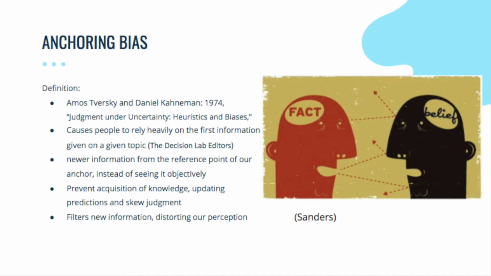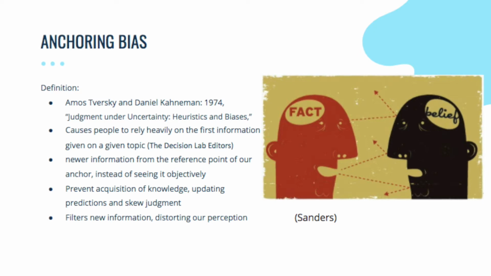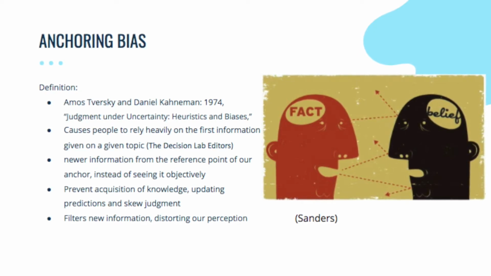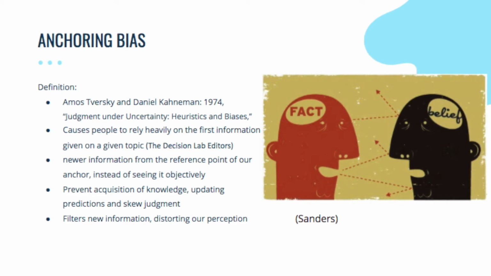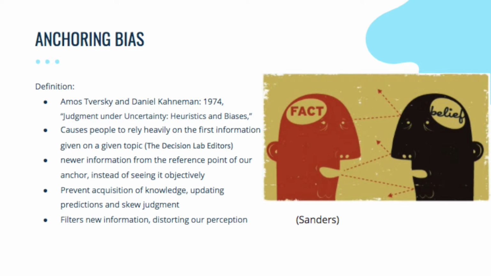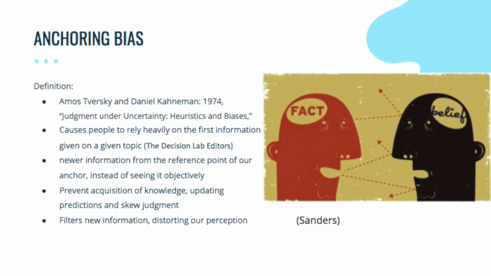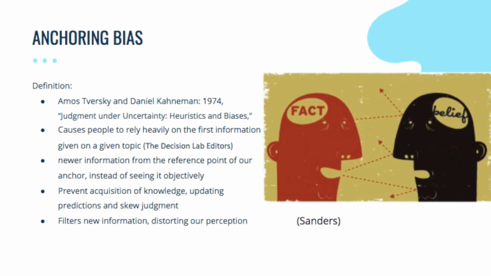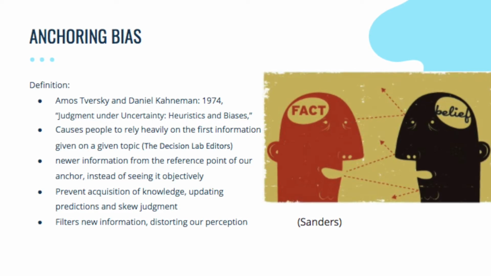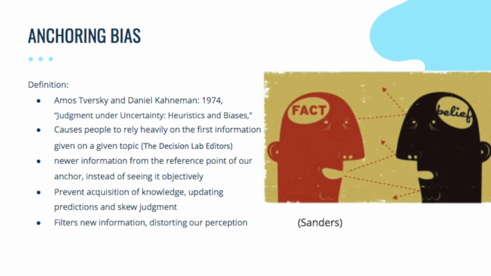Another perspective to answer the knowledge question is through anchoring bias. This theory was also proposed by Amos Tversky and Daniel Kahneman in their 1974 paper, Judgment Under Uncertainty: Heuristics and Biases. This bias causes people to rely heavily on the first piece of information given to them on a certain topic.